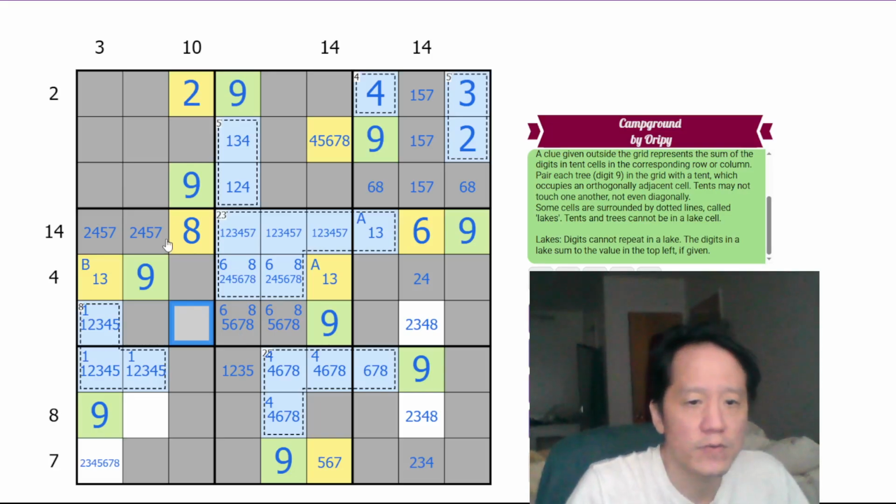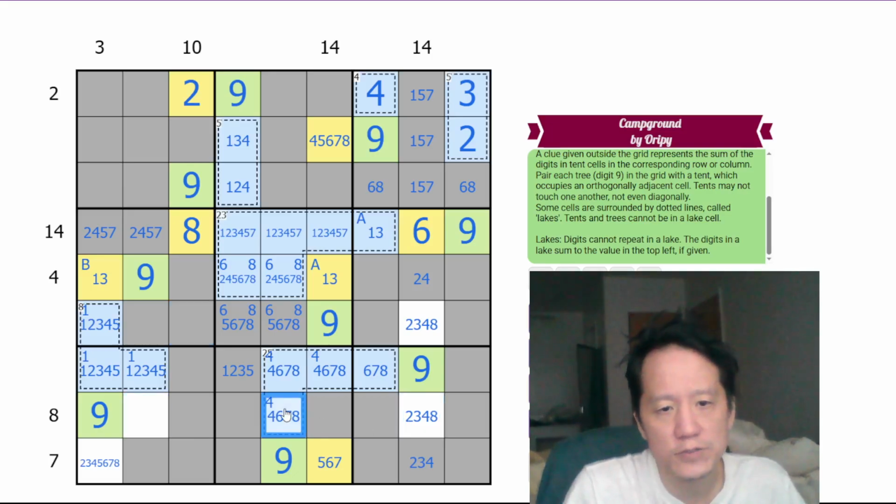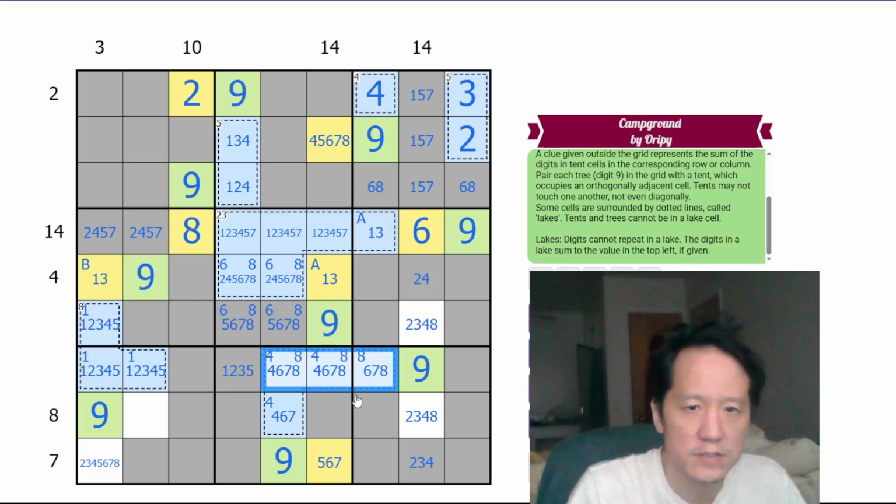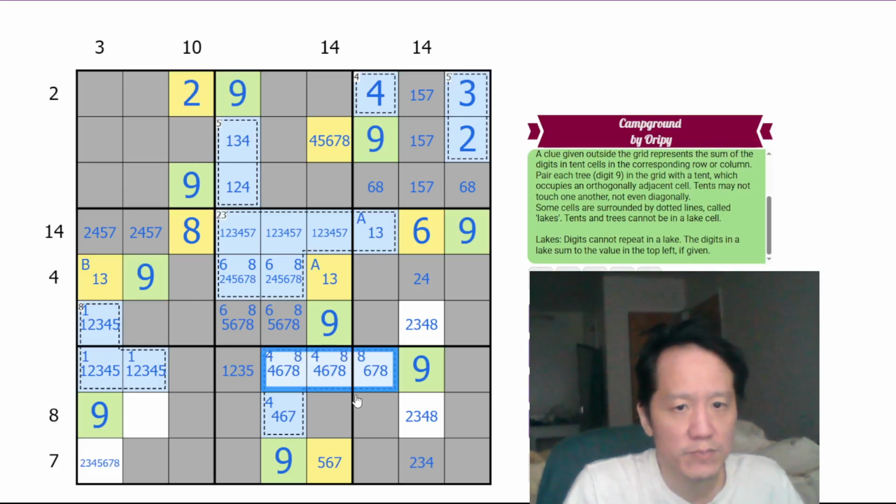Okay. Oh, 8 has to be either here or here, so this cannot be 8, which means one of these 3 digits is an 8. That's not that helpful, though, but something.